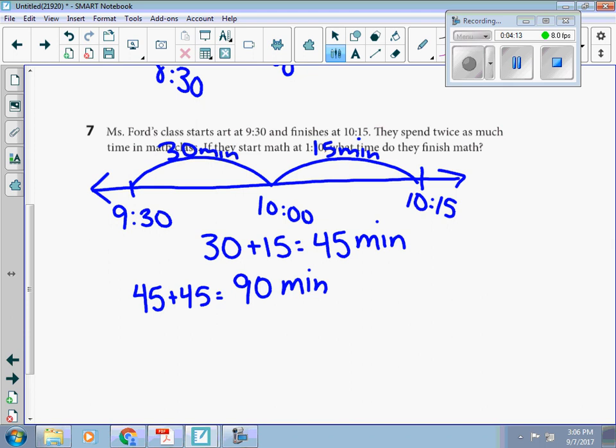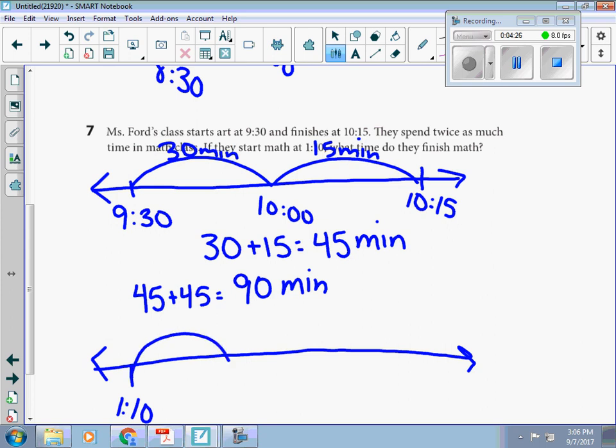And they started math class at 1:10. So I'm going to make another number line for math class and start at 1:10. And again, I'm going to jump to the nearest hour because I have some time. So that would be 2 o'clock. So from 1:10 to 2 o'clock is 50 minutes. Okay, if I'm not sure of that, I could go to 1:30 and then to 2. That's 50 minutes, so I still have another 40 minutes to go because 90 minus 50 is 40.